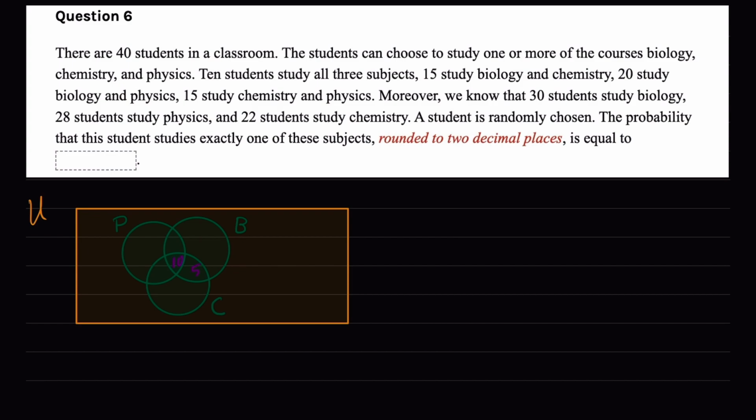And then I continue reading. 20 study biology and physics. So between biology and physics, there are 20 students. So it means that the overlap between biology and physics is 20. 10 of the students are here, so what is left for me is just 10 for here. And then I continue reading.